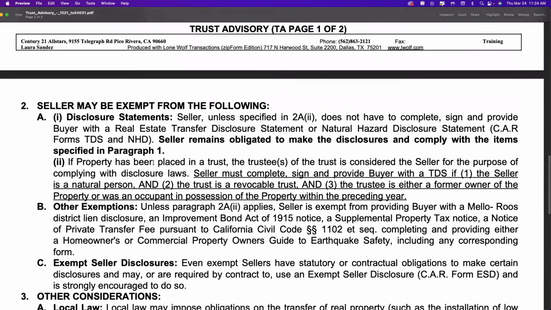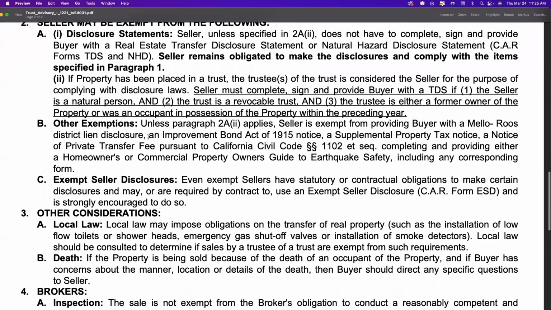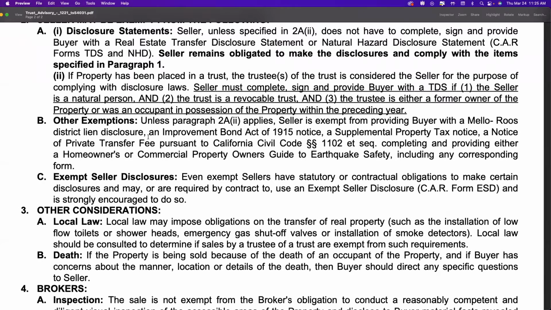Now, these are the things that I may be exempt from depending. A seller, unless specified in 2A, right, where we talked about if it's my principal residence, does not have to complete, sign, and provide buyer with a real estate transfer disclosure statement or the natural hazard disclosure statement. Now, the statement is the form, we've talked about this during the disclosures, that is actually filled out by the seller. It's not the NHD report that we get from the third party. This one still requires the NHD report, okay? I have to now provide them with an exempt seller's disclosure of the things that I do know, okay? That's what right here, exempt seller disclosures.